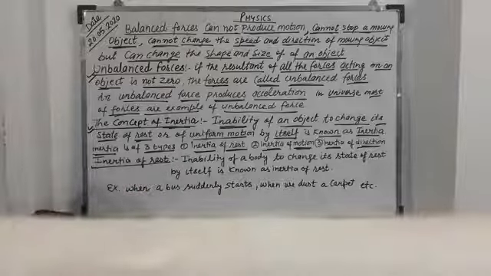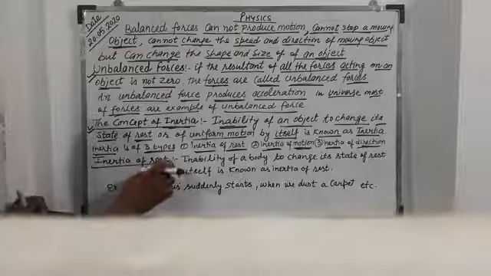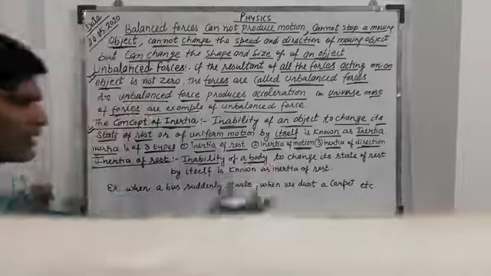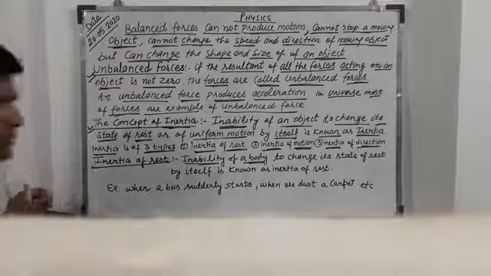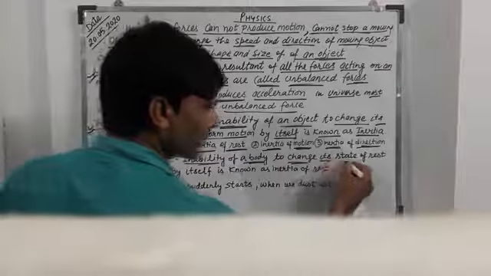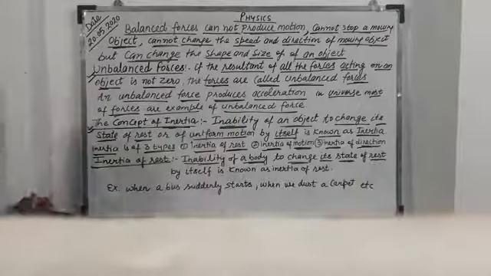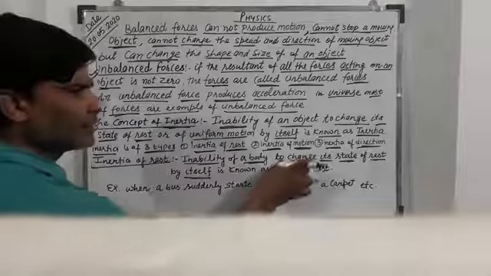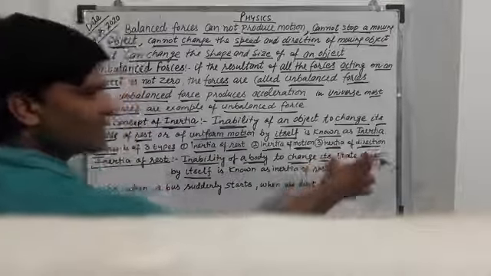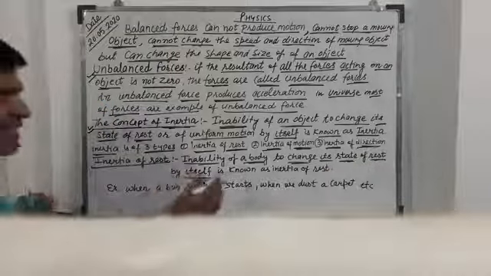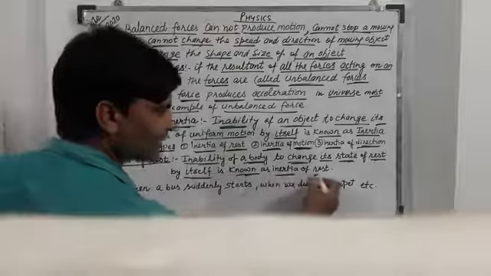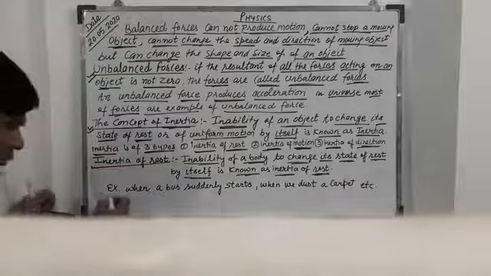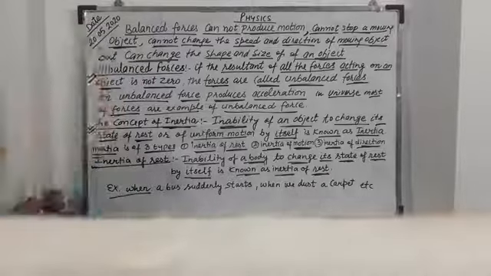What is inertia of rest? This deals with rest. The inability of a body or an object to change its state of rest by itself is known as inertia of rest. Two examples are given.